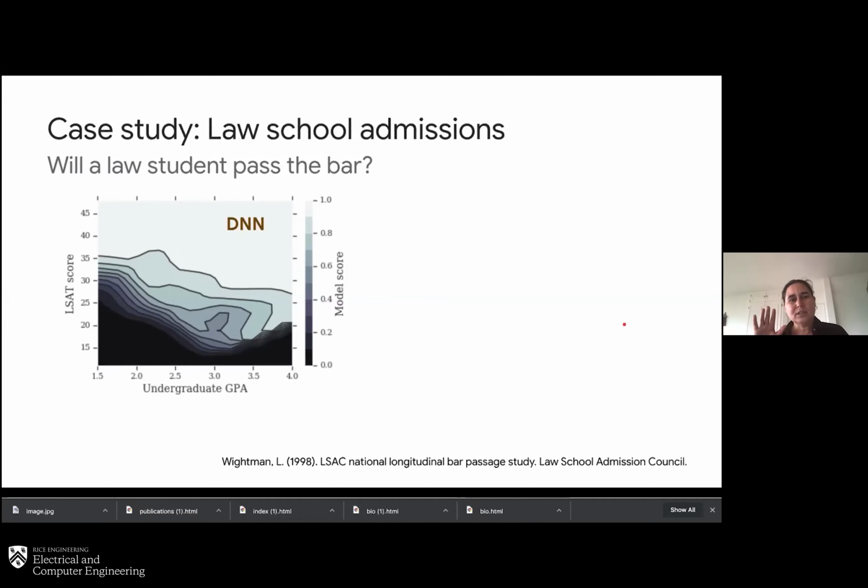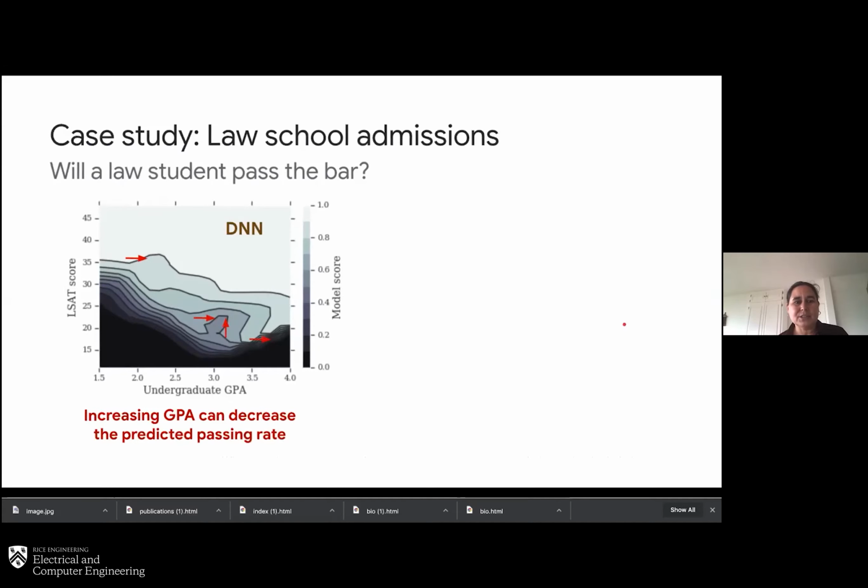And so you might realize this is very flexible. The DNNs are wonderfully flexible, and this is fairly accurate. But if you look closely, you'll realize that there's something very bad going on, which is that there's certain places where if your GPA increased, we would lower the probability that we thought you were going to pass the bar. So this red arrow shows you a couple places where if you go from a GPA of about 2.8 to 2.9, and your LSAT score is around 20, we're actually going to reduce our prediction. So you can imagine, this is kind of nonsensical, right?